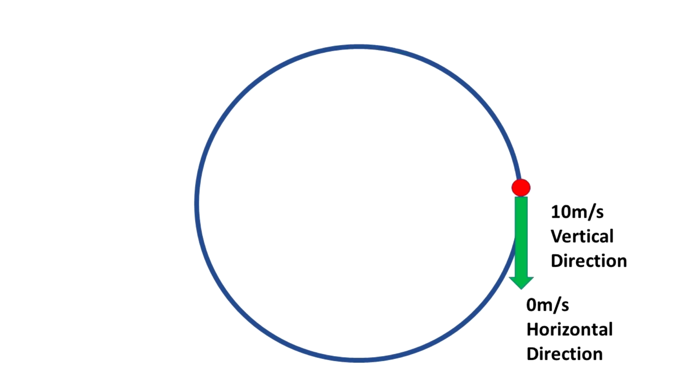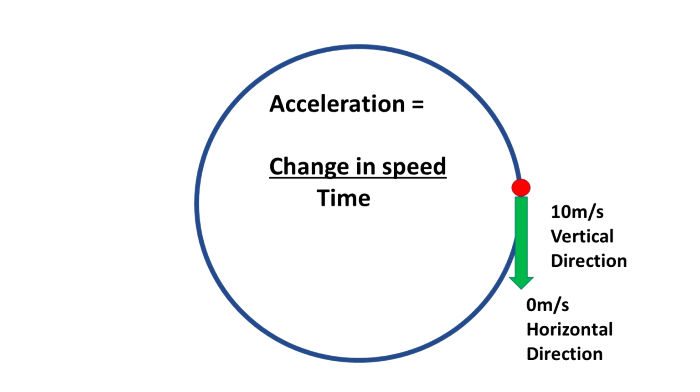Now, a little while later, that situation has been reversed. While that red dot is now here, at that instantaneous point in time, all that movement is in the vertical direction. All that movement in the horizontal direction has been lost. So we can look at this in two different ways. We can say that there's been an acceleration in the vertical direction. We've gone from no meters per second to 10 meters per second in that vertical direction. Or we could look at it from the other point of view and say that there's been a deceleration in that horizontal direction. We were traveling at 10 meters per second horizontally, and now we're not traveling horizontally at all.